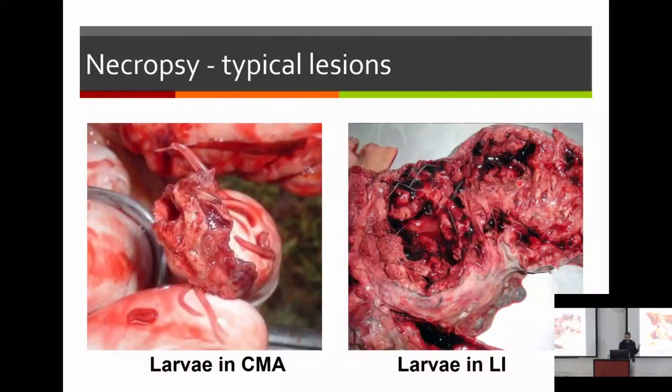Here are the typical lesions seen with these larvae, once the larvae infect the cranial mesenteric artery in the case of Strongyles vulgaris, or the larvae in the large intestine, either the L3 stage larvae before they go into the mesenteric arteries, or the L5 stage larvae, which normally come back into the intestine.